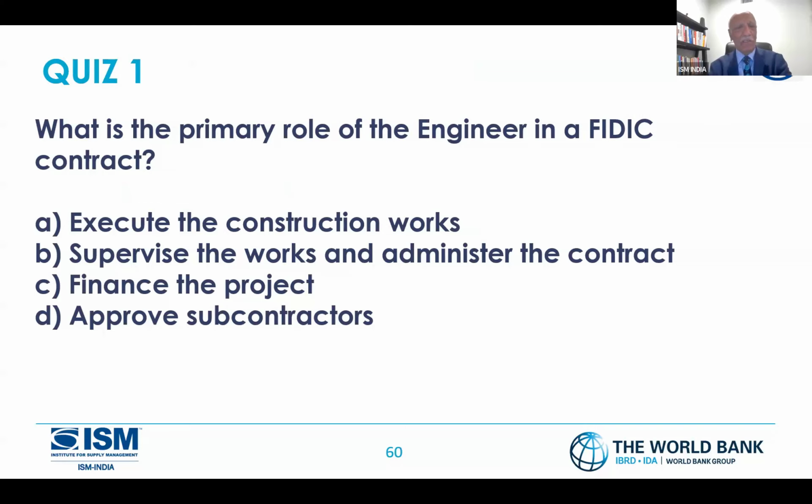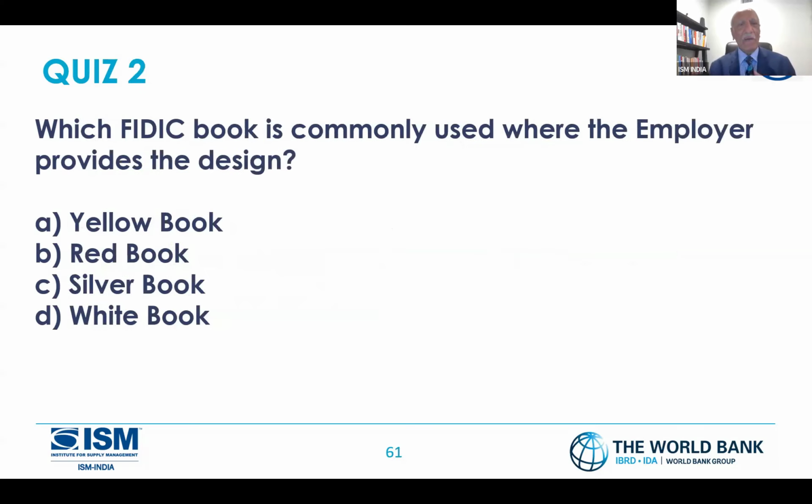Shalandar is also. Shalandar, what is yours? B or A or C, D? B is the answer, sir. B, okay, good. So it supervises the work and administers the contract. It's basically on behalf of the employer. So that's the way. I'll just take the second one.